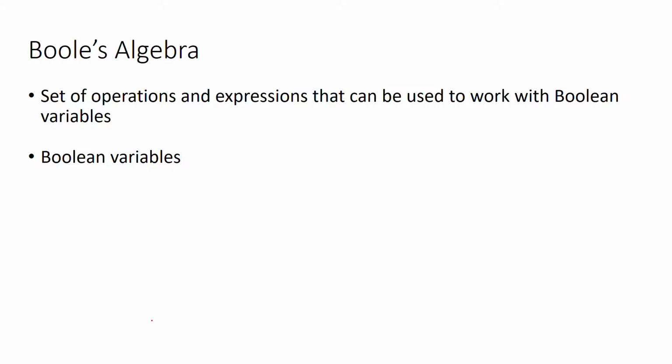So now we're gonna check something called Boole's algebra. Boole's algebra can be broadly defined as a set of operations and expressions that are used with Boolean variables. But you're gonna tell me, what's a Boolean variable? It's nothing more than these things that you've already checked, things that can get two values, zero or one. Okay, pretty much.